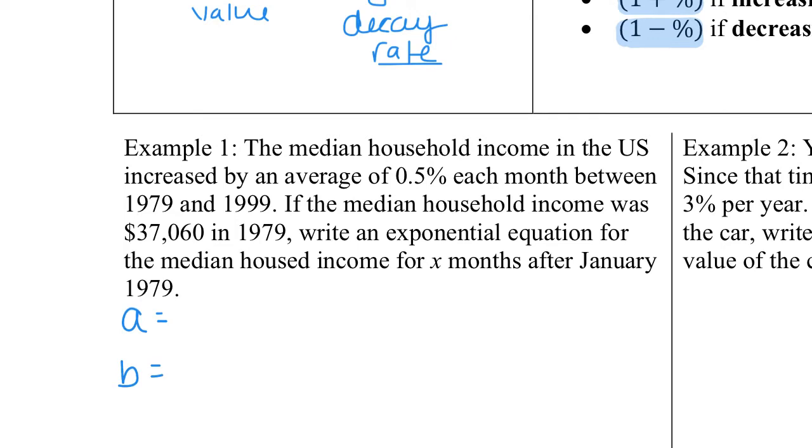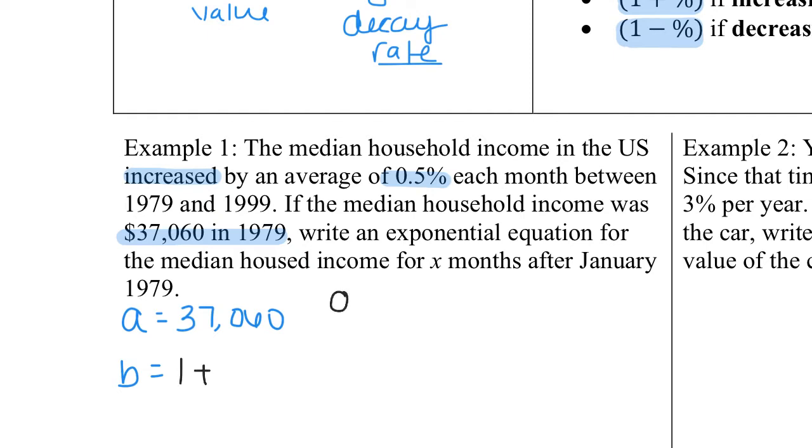The initial is your beginning value in whatever you're talking about. In this case, we're talking about household income. Well, it says the household income was $37,060 in 1979. So that is your a, $37,060. b is how quickly you are increasing or decreasing. It says the median household income in the U.S. increased by an average of 0.5%. So since we are increasing, that means my b value is going to be 1 plus my rate. And in this case, my rate is that 0.5%.